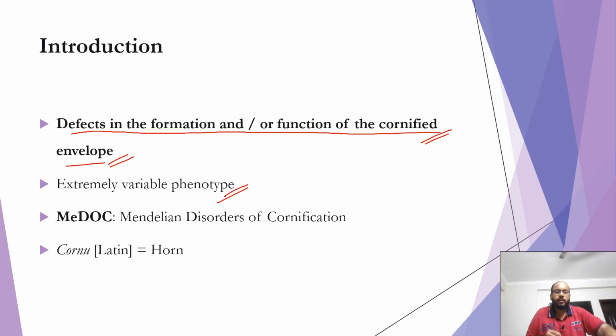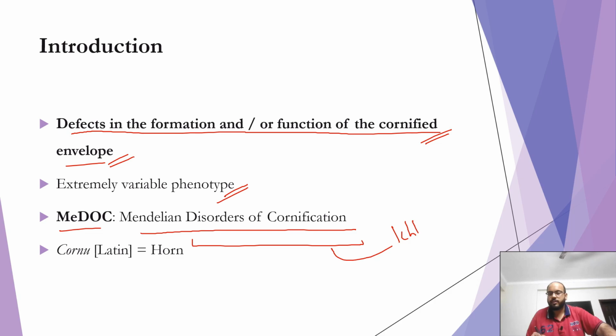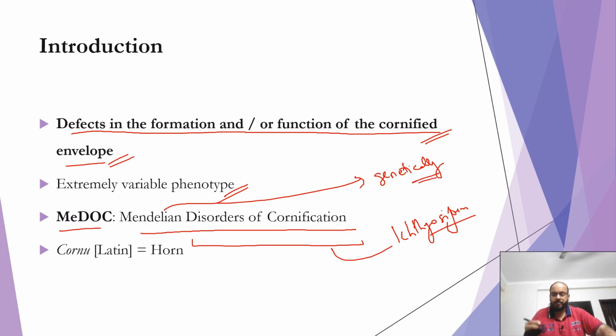Just remember that. Now, another term that you will hear quite often is MeDOC, or Mendelian disorders of cornification. That is nothing but disorders of cornification, that is, ichthyosiform disorder. And by Mendelian, we mean that they are genetically linked or genetically transmitted. Okay. So any ichthyosiform disorder that is genetically transmitted is a Mendelian disorder of cornification.